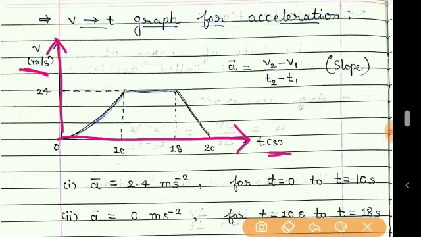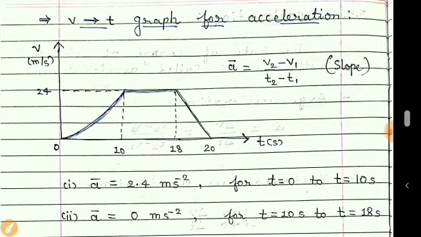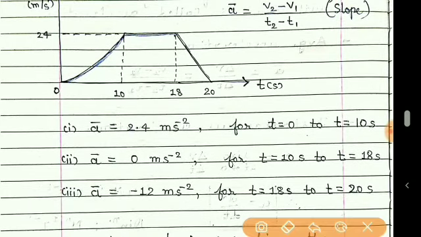Now you can see here this graph is a curved line from 0 second to 10 second, and in that case what is the velocity increase? So velocity increased from 0 to 24 meter per second in 0 to 10 second time. That means in this much time interval velocity increased from 0 to 24. So in that case we can find the acceleration. And how can we find the acceleration?